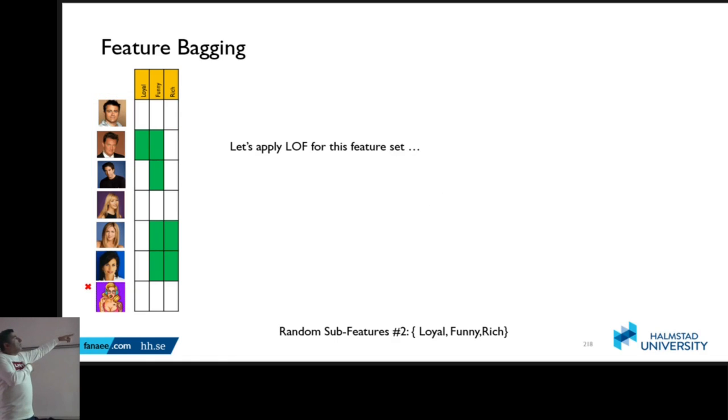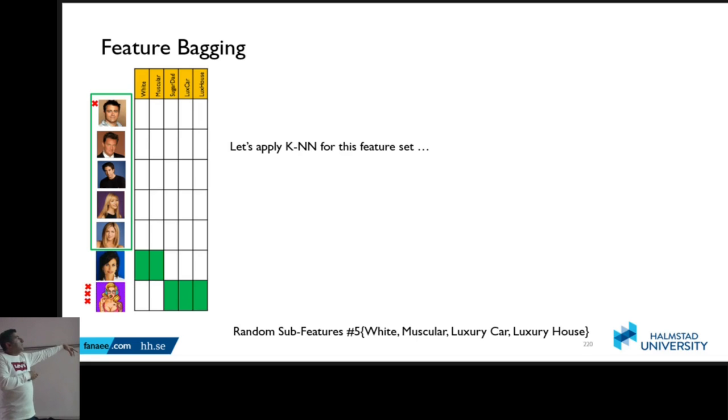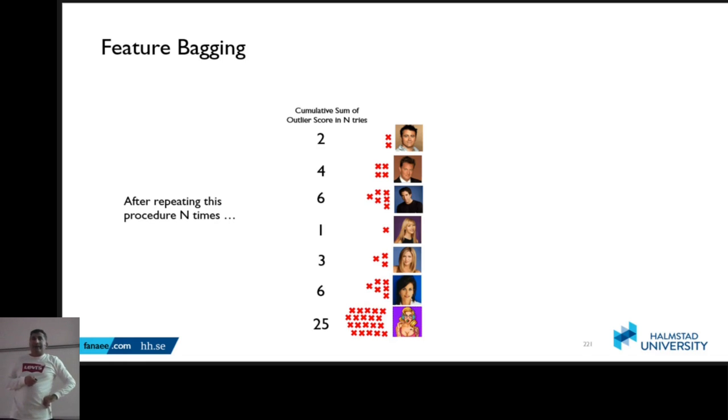Now let's apply LOF on this new three feature matrix: loyal, funny, and rich. Still, Alice becomes an outlier, and also Joey becomes an outlier. So Joey gets one outlier score. If we do this for four random features, nearby, loyal, funny, rich, we get Alice again. For random feature subsets white, muscular, luxury car, and luxury house, still Alice and Monica got the score. And if you compute the cumulative score of outliers in n tries, we can identify outliers, because Alice got the highest, appearing as an outlier in many of these feature subsets, right?